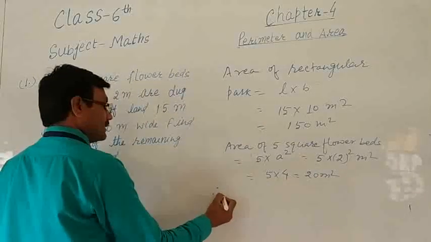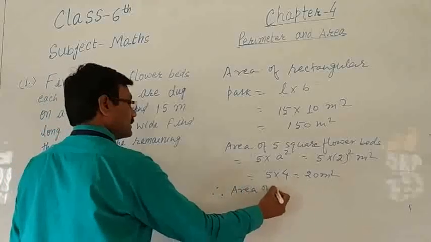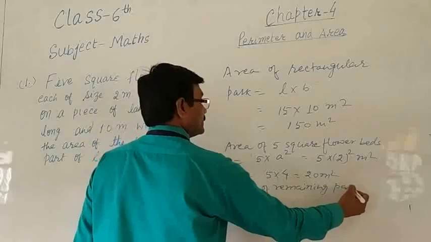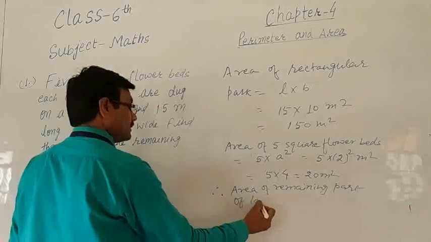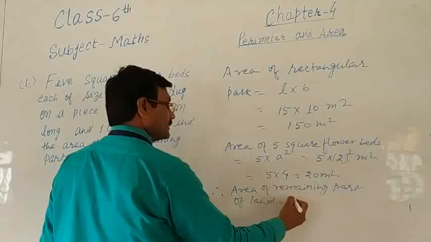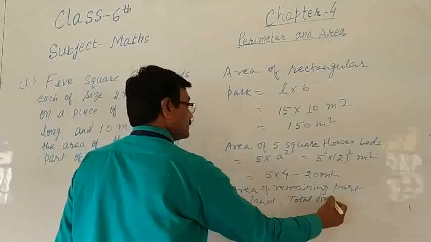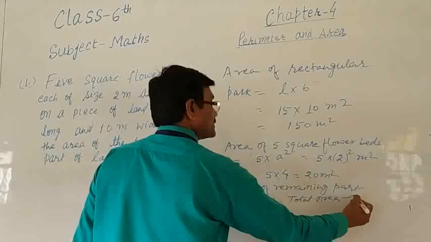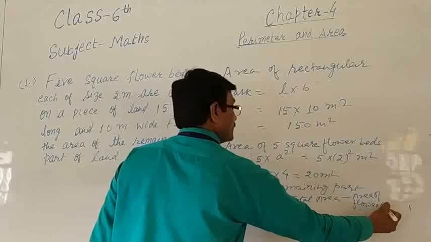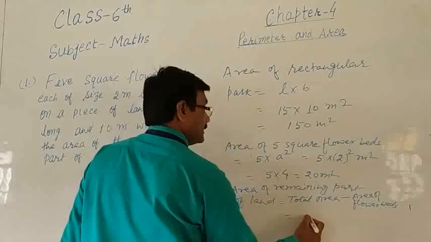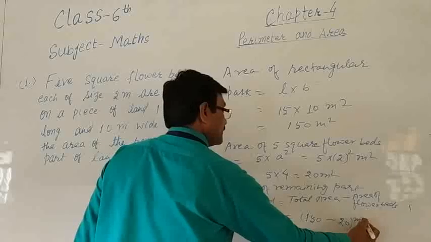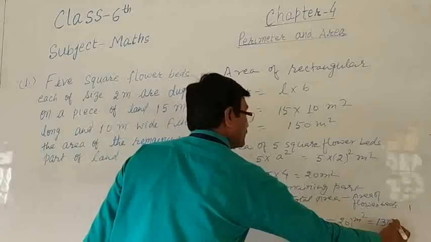Therefore, area of remaining part of land is equal to total area minus area of flower bed. 150 minus 20 meter square, it is 130 meter square.